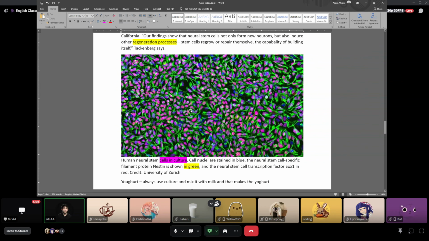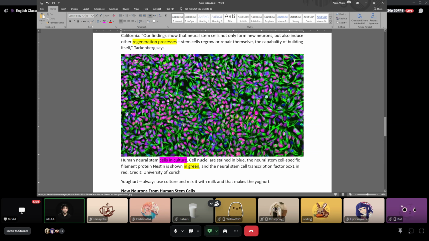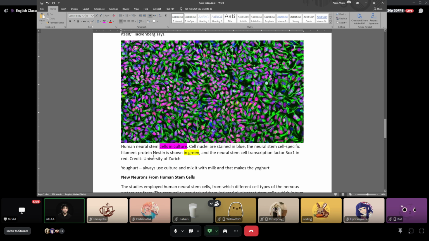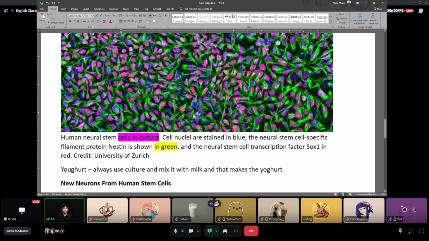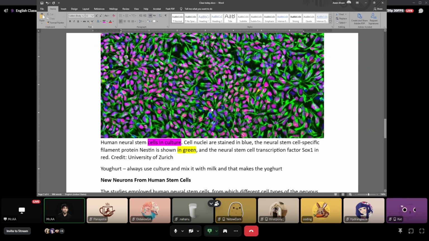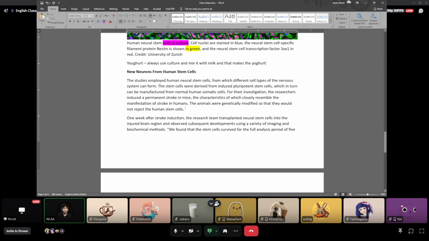Okay, so we can see the image over here that the filament protein nestin is shown in green. The green color is the filament of protein nestin, and the cell nuclei are stained in blue. That is displayed over here. Okay, thank you so much.